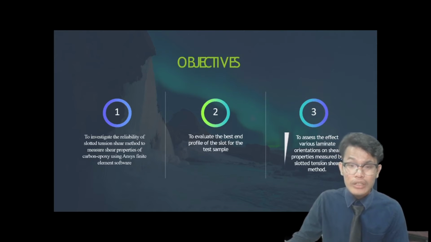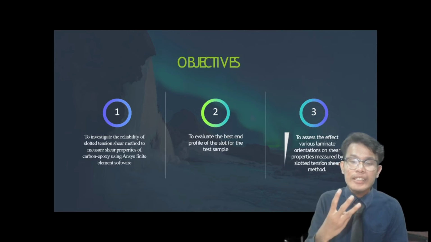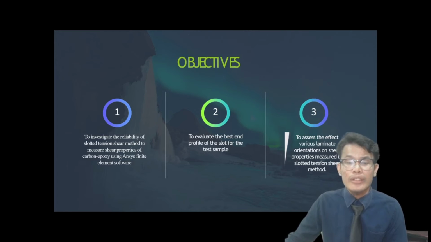The second objective is to evaluate the best end profile of the slot for the test sample. In this project, I will use three types of profile to be simulated using ANSYS software. First is round shape, second is V shape, and third is square shape. This is because different types of slotted will produce different types of normalized stress contours.